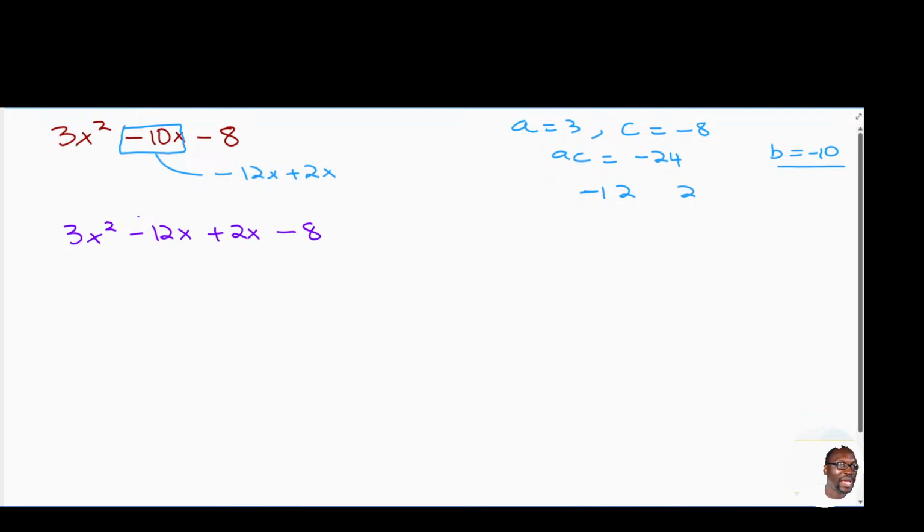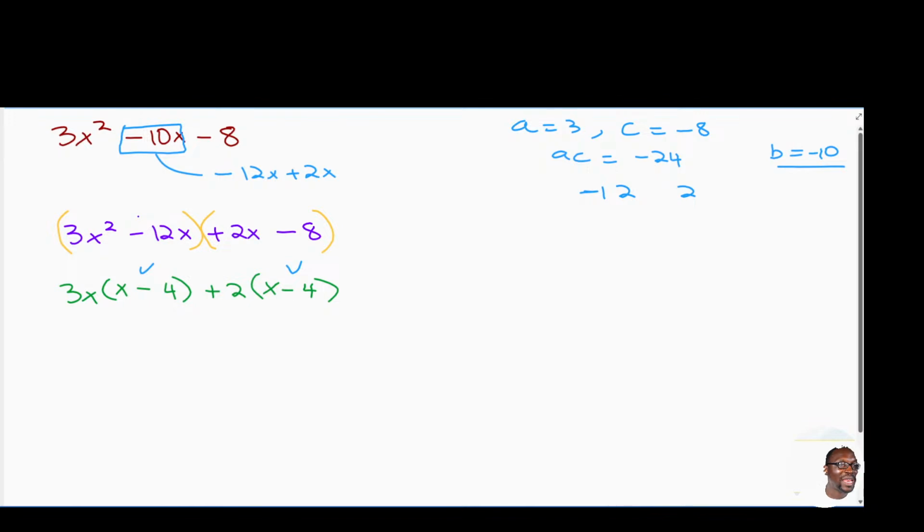So now let's go ahead and do our grouping. We're going to group them together. So this is factoring by grouping. So now let's go ahead and factor. 3x squared minus 12x, greatest common factor is 3x. And when you divide each of these terms by 3x, we have x and minus 4. And then the greatest common factor of 2x and negative 8 is 2. So this is plus 2, and then we have x minus 4. So how do we know we've done this right? The value here and the value here are the same.